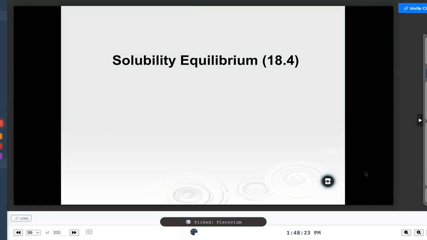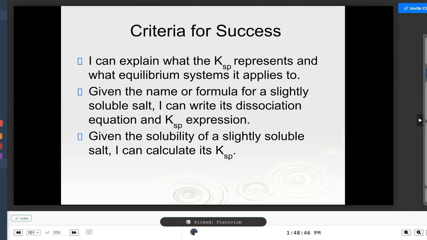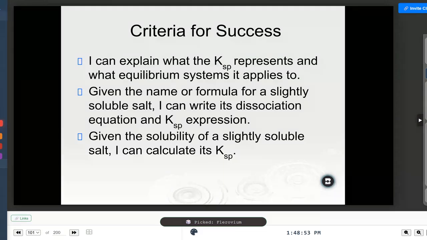All right, so we are talking about solubility equilibrium today, 18.4. The objectives here are to define the solubility product constant, KSP, to write different KSP expressions for the solubility of slightly soluble salts. Very important distinction there. And then to calculate the KSP for a slightly soluble salt in particular. So walking out of here today, you can explain what KSP represents and what equilibrium systems they apply to.